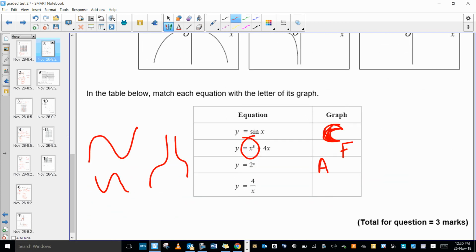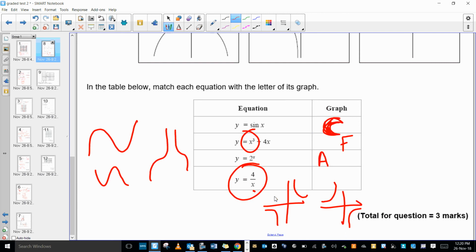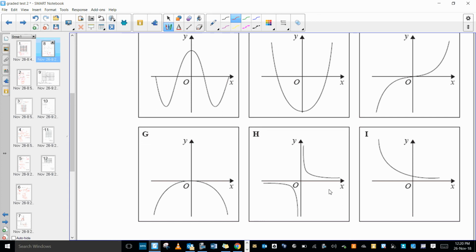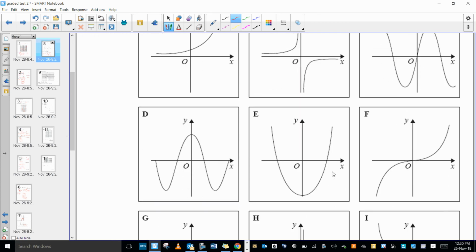And 4 over x, we talked about those where the x is on the bottom. It's got two quadrants, so it's either like this or like this. And if the value on the top is positive, it's going to be this one. So the only one that looks like that is h.